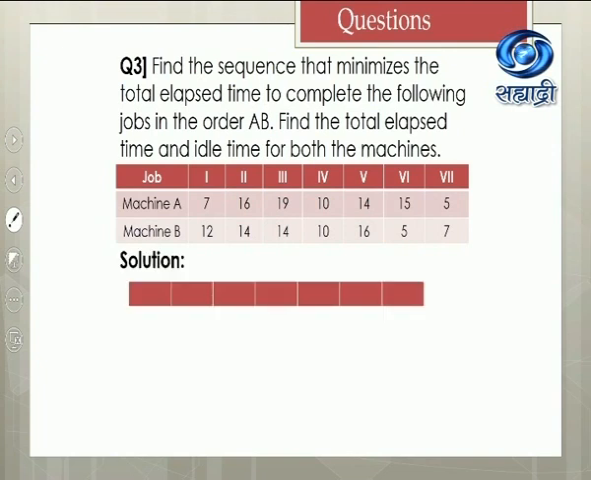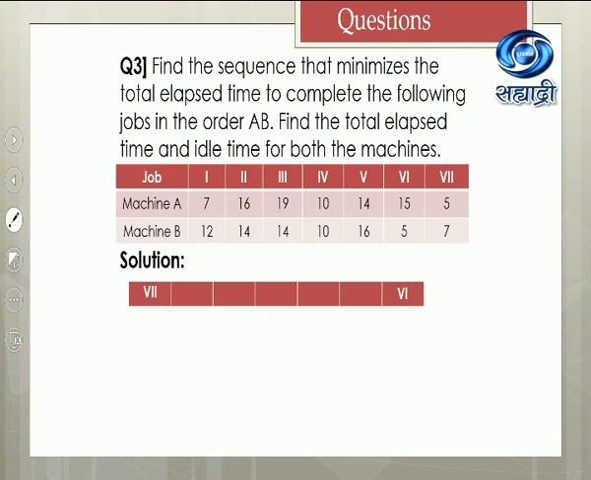And the solution, as you can see now, the minimum out here is in job number 6, which is 5. And it is in machine B. So we start writing from the right hand side. Next is 7, also it has 5, so write 7 in the first position, because it is from machine A. So for machine A you start writing from the left hand side, and for machine B you start writing from the right hand side.